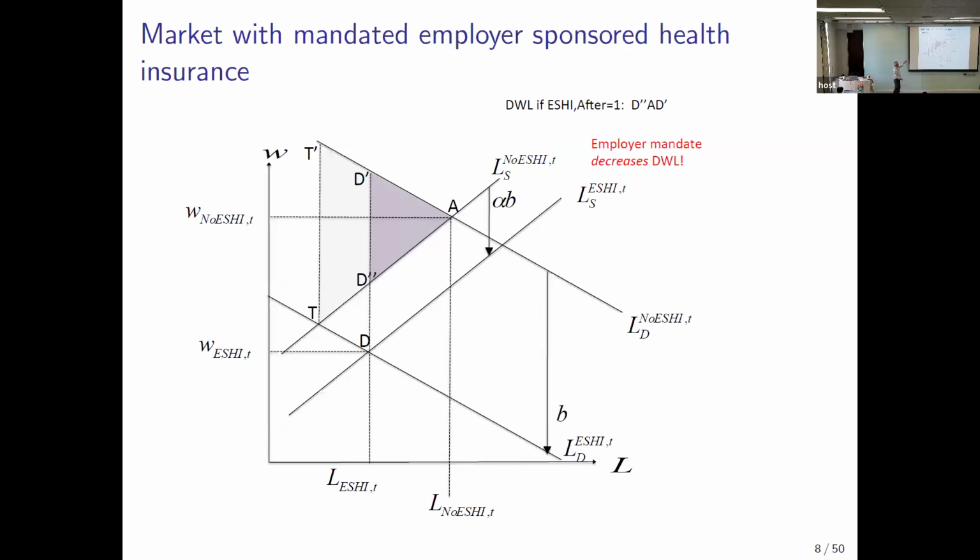So the main point of this article was that there is a difference in terms of welfare effects, depending on whether the government gets involved in insurance provision through public insurance financed by taxes assessed on the firm, available to everyone regardless of whether they work or not, in comparison to another scenario where only workers get insurance from their employers. The welfare loss is smaller under the employer mandate: the deadweight loss triangle D prime, D double prime, A is smaller than D prime, T, and A.